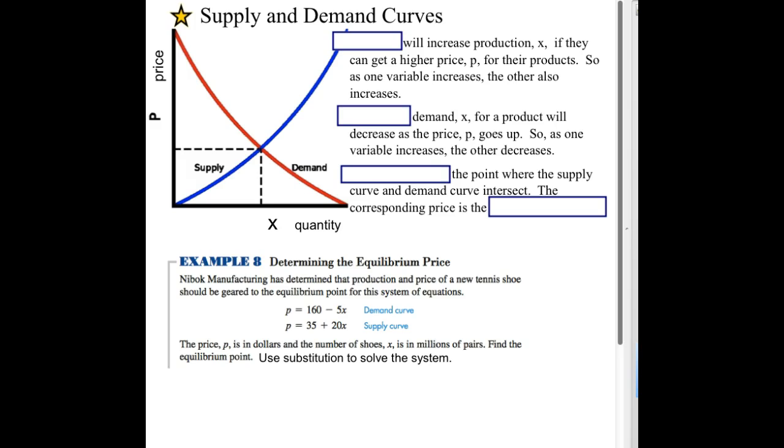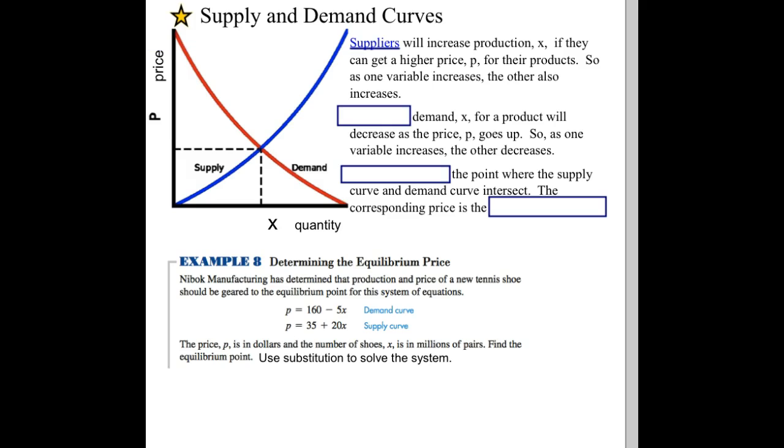Okay. You've heard the term supply and demand? All right. It says, suppliers will increase production X if they can get a higher price P for their products. All right? So both variables increase together. As X increases, Y increases. As the amount you make increases, the price is also going up. Okay? So that's the blue curve. Consumers' demand for a product will decrease as the price goes up. Okay? If people charge too much for things, you're just not going to buy it.